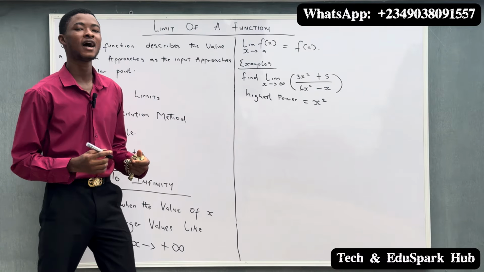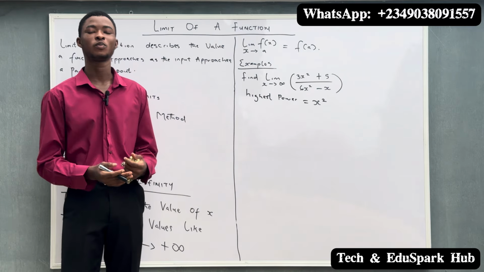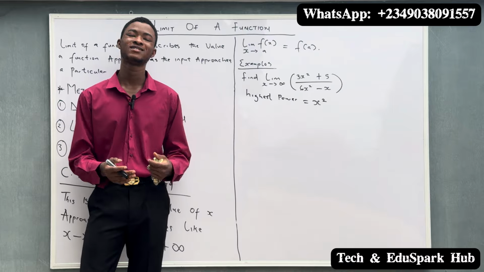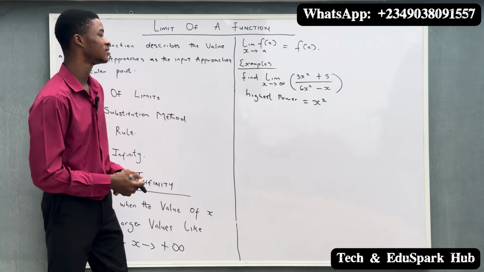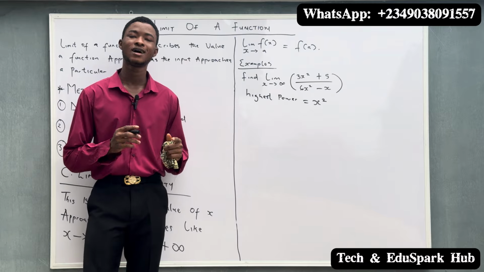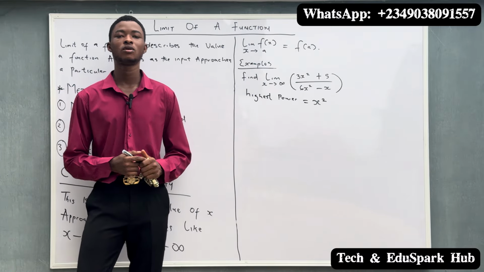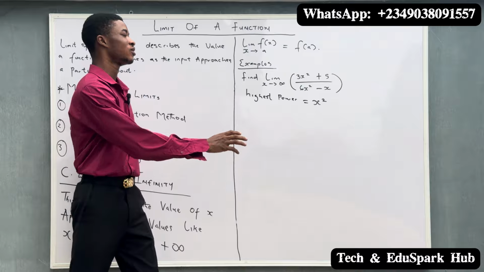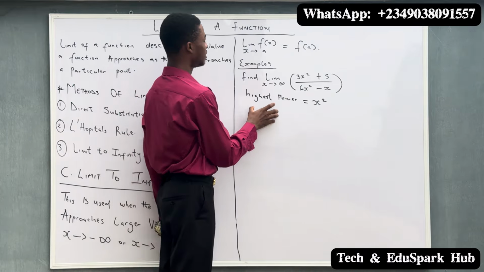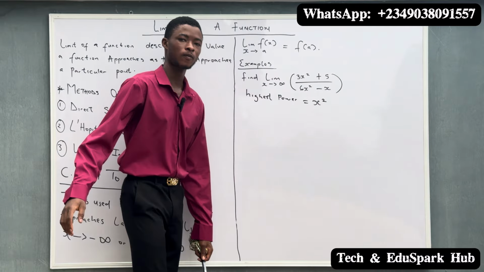So you might see the highest power in another question as x raised to power 4, x raised to power 5, or x raised to power 6, or x raised to power anything. But the first thing that you have to do is to look for the highest power whenever you want to solve any question under the limit to infinity. So in our case, the highest power is x squared.